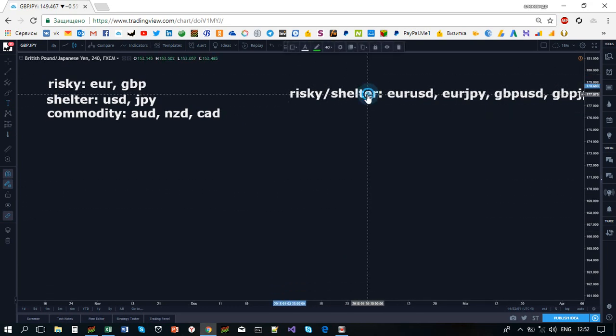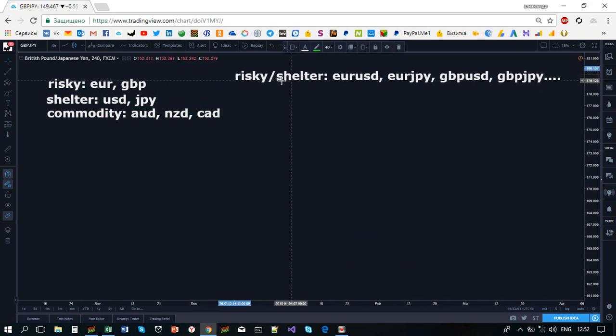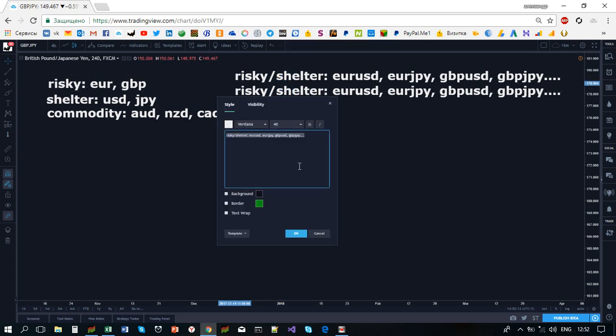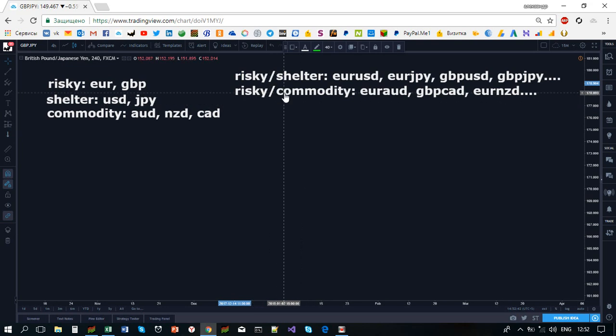Okay, now this is the list of risky shelter pairs. Now let's do the next class of pairs, the risky commodity pairs, and they are Euro Aussie, GBP Canadian, maybe Euro NZD. It doesn't matter, you can compile the list to your taste.